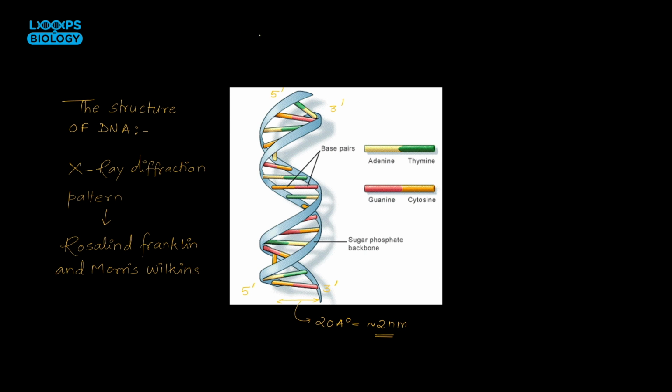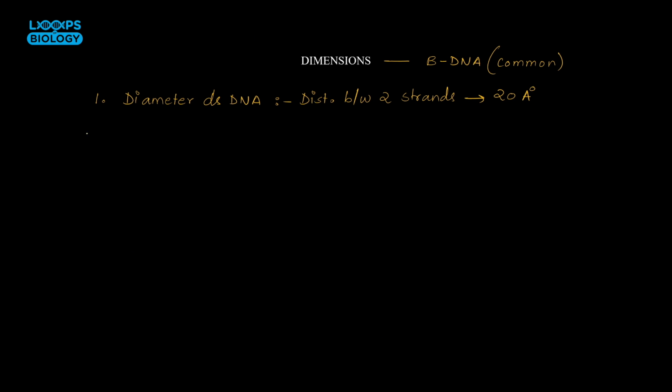I hope the angstrom unit is very clear. 1 angstrom is 10 raised to minus 10 meter, 1 nanometer is 10 raised to minus 9 meter, and 1 micrometer is 10 raised to minus 6 meter. We have to remember these conversions because they are very useful whenever I am talking about dimensions of DNA. Next is the length of 1 turn.